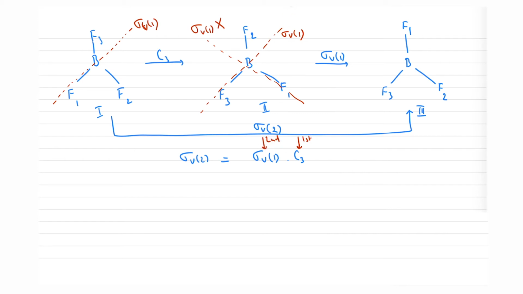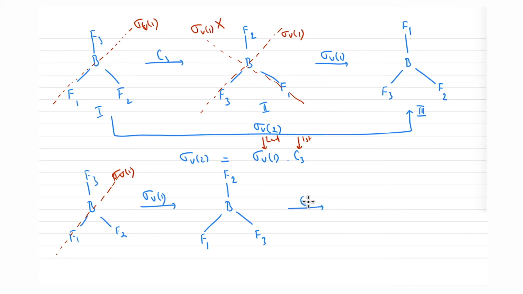Okay, now let's see what happens if we do it in reverse. So let's take the same starting point, BF3, F1, F2. I'm doing sigma V1 first. So what do I get? Again, this is my sigma V1 position. That means F1 does not move, and F2 and F3 get reflected.